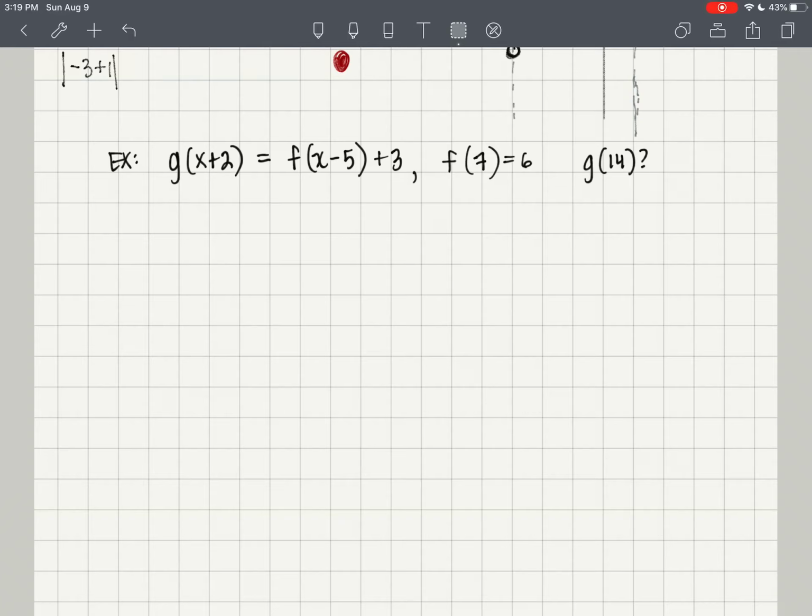Now, these problems used to really get me. I don't know why, because sometimes when you see it, you go, ah, and then other times you see it and you lose it. This is one of those problems where I would always lose it.